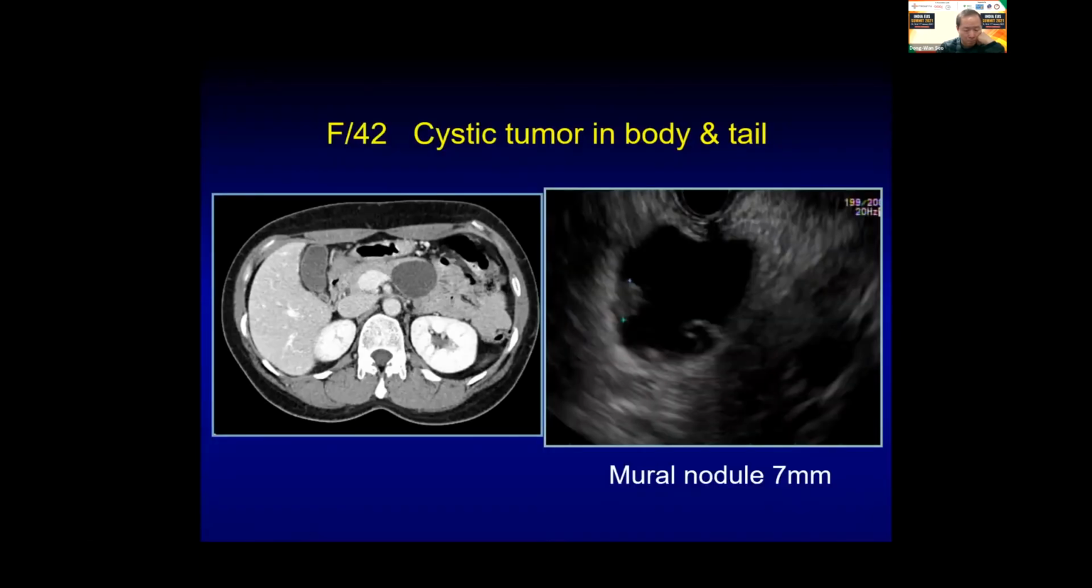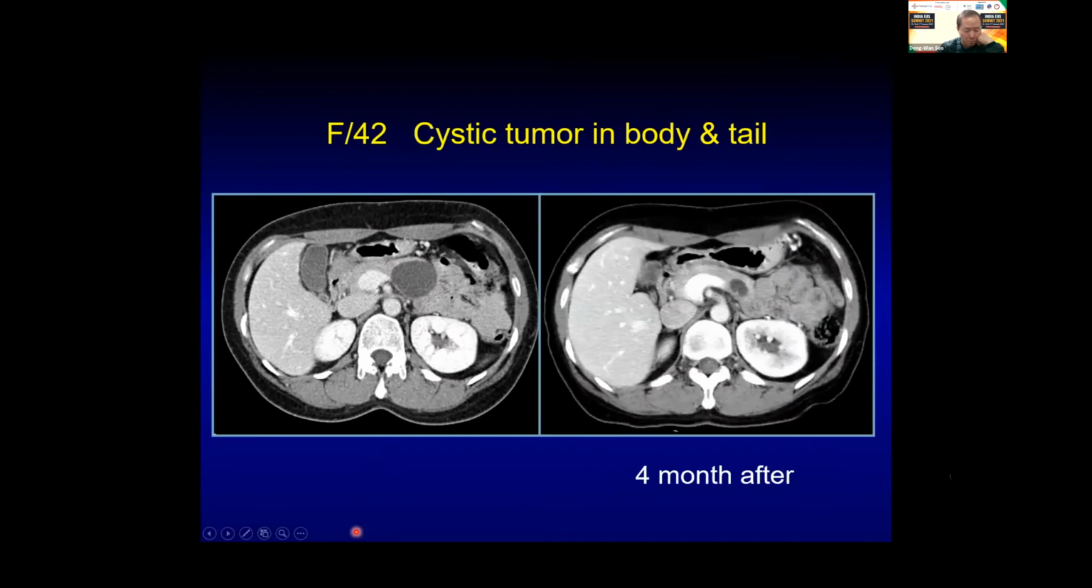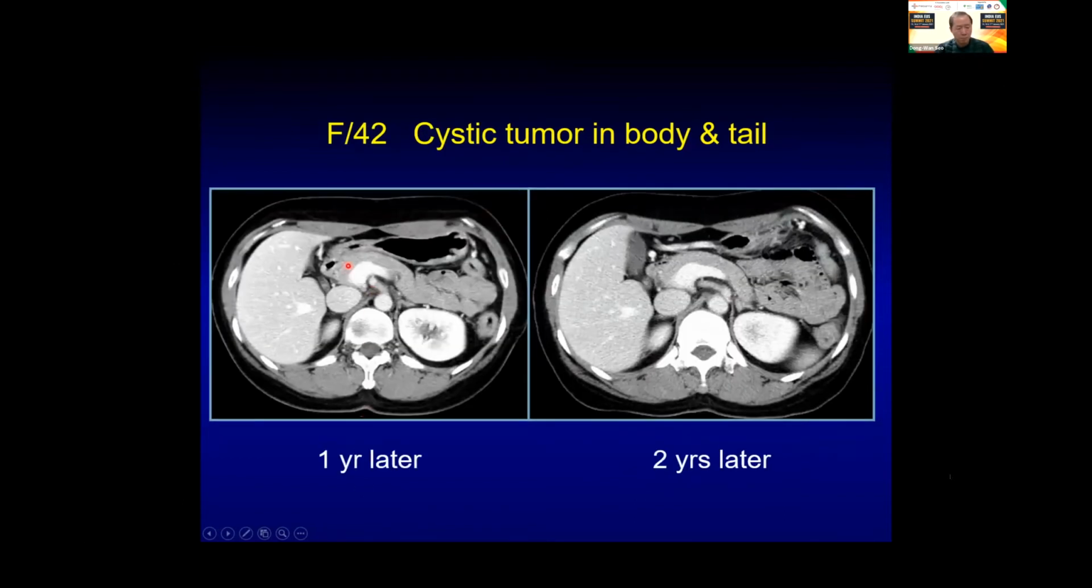This is another case, a 42-year-old female patient showing a cystic tumor in the body of the pancreas, with a mural nodule and a daughter cyst here. 4 months after treatment, the cyst size became very small like this. And this is 1 year later, and this is 2 years later. We cannot identify any cystic tumor in this case, a complete resolution case.